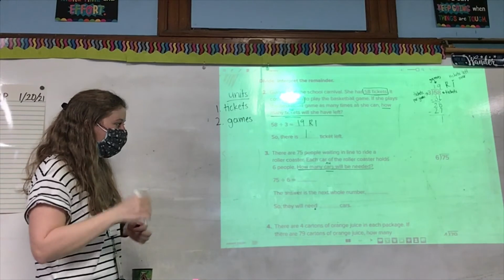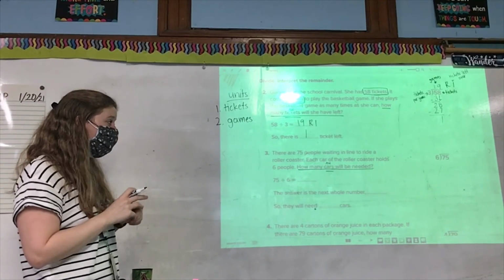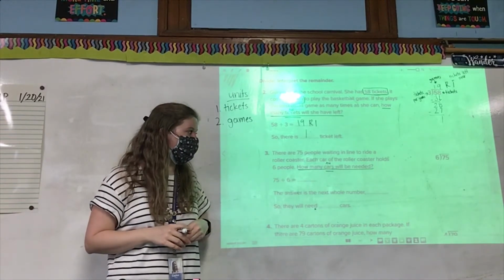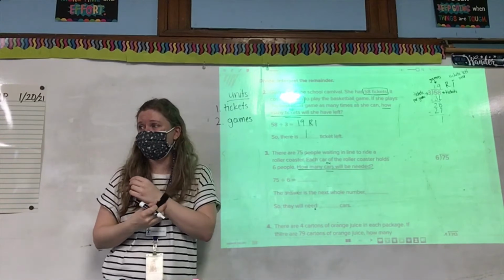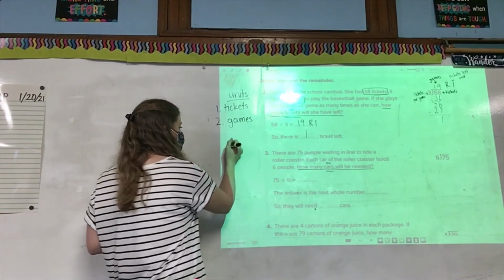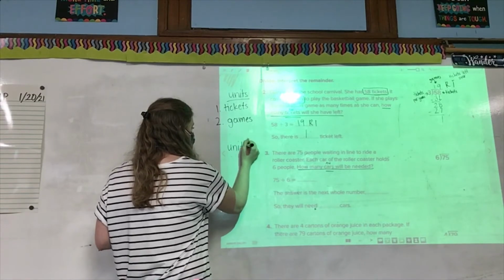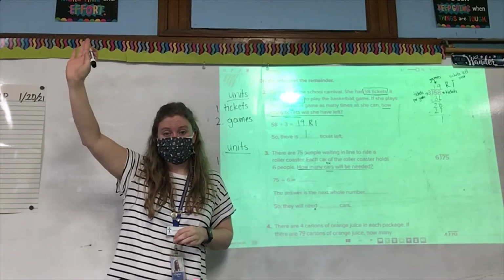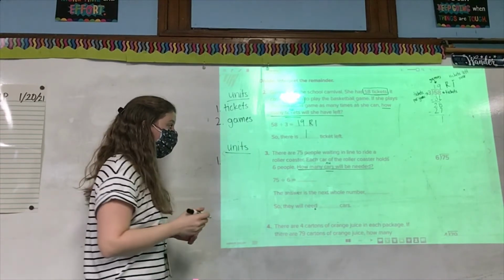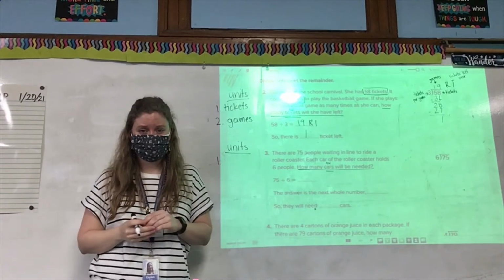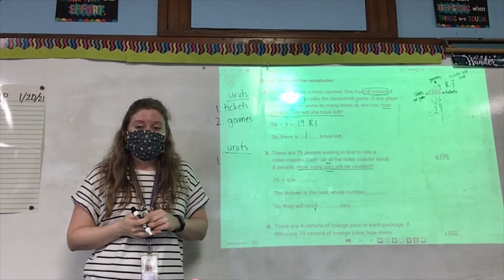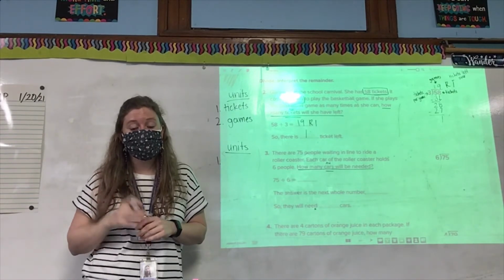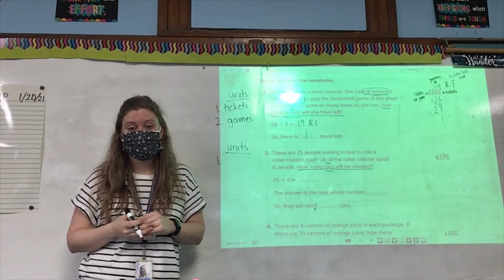Okay, let's go back to the beginning. There are 75 people waiting in line to ride a roller coaster. Well, I see a number in people. Do I know 100% yet if people is one of my units? Let's list our units. What do I know is my unit so far? What do I know so far is definitely one of my units? People. Do I know that for sure? No.